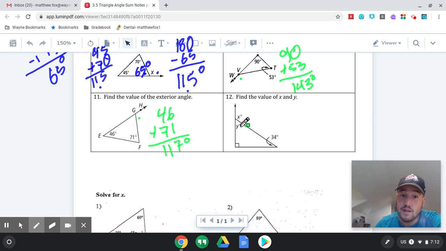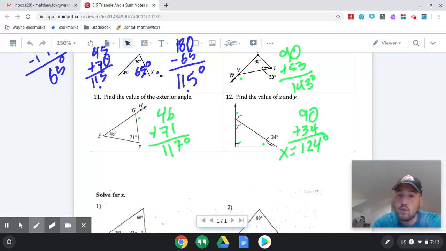I don't care. I'm going to do the exterior angle because that's what we've been doing. So this x. All we have to do is add these two interior non-adjacent angles together. This box means 90, so once again, we have a right triangle. 90 plus 34 will give us 124. That is going to be what x equals.